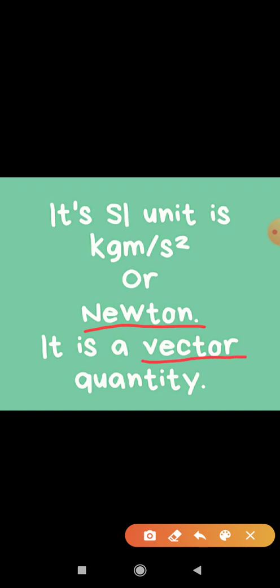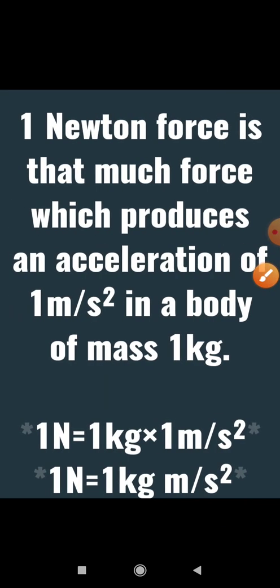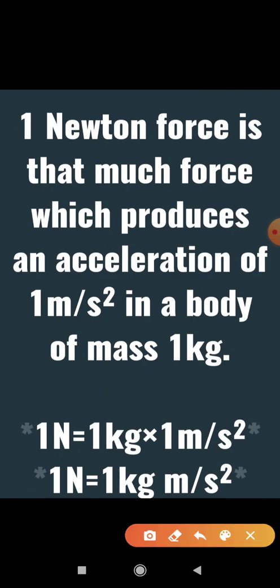So what is the SI unit? Kilogram meter per second square, or Newton, and force is a vector quantity. Now what is 1 Newton? The question arises, how can we say what is 1 Newton? So 1 Newton force is that much force which produces an acceleration of 1 meter per second square in a body of mass 1 kilogram.